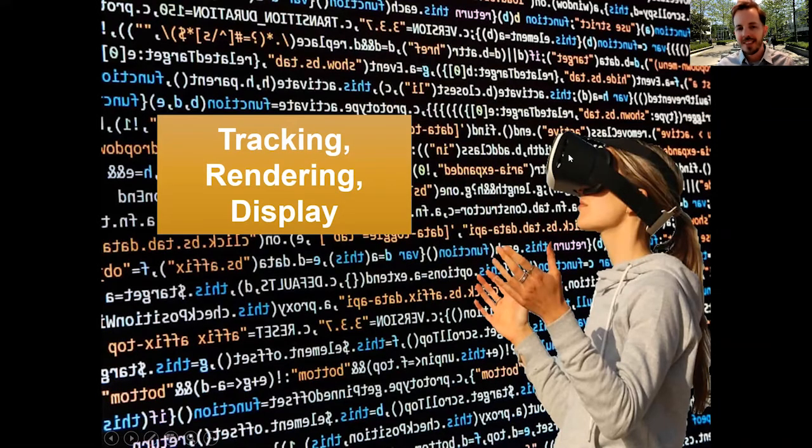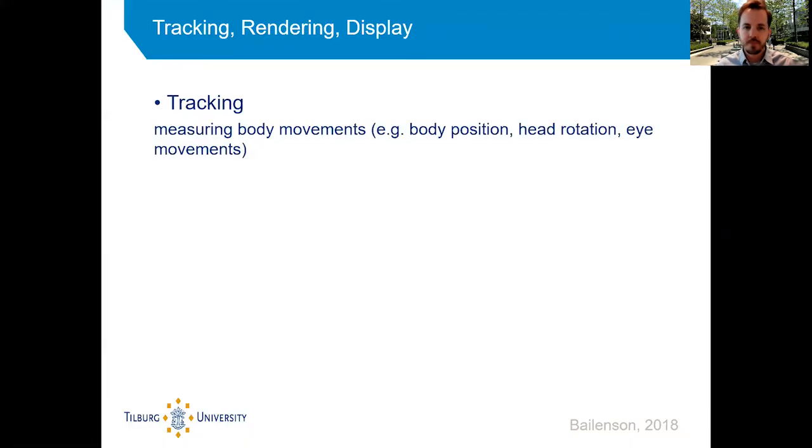Let's talk about some very important basic concepts related to VR, but actually also to AR and MR, which are tracking, rendering, and display. Tracking to start with. Tracking basically means measuring people's body movements, measuring the body movements of the user of your VR setup. You can, for instance, measure their body position through those infrared cameras.